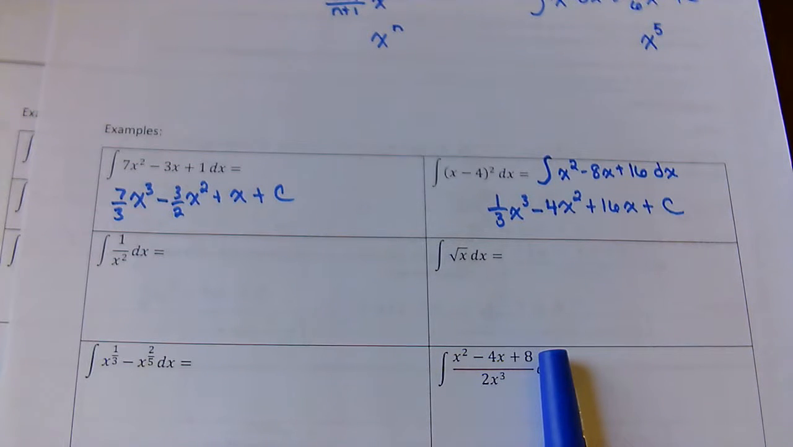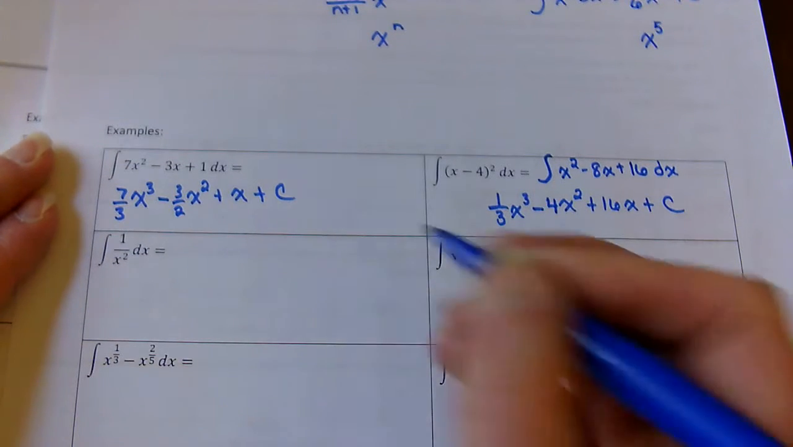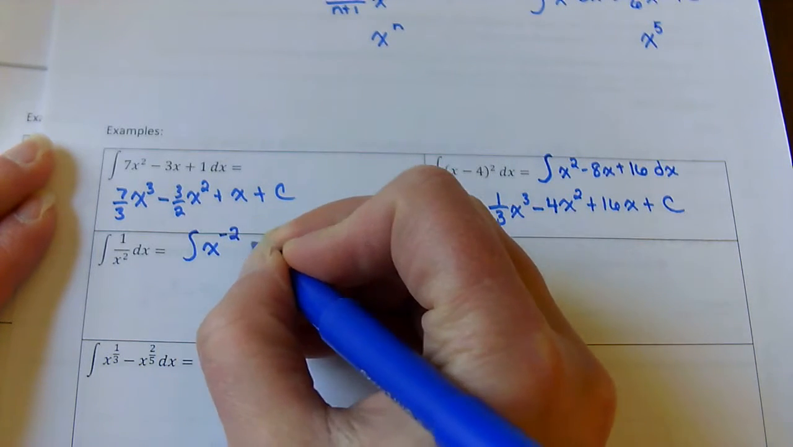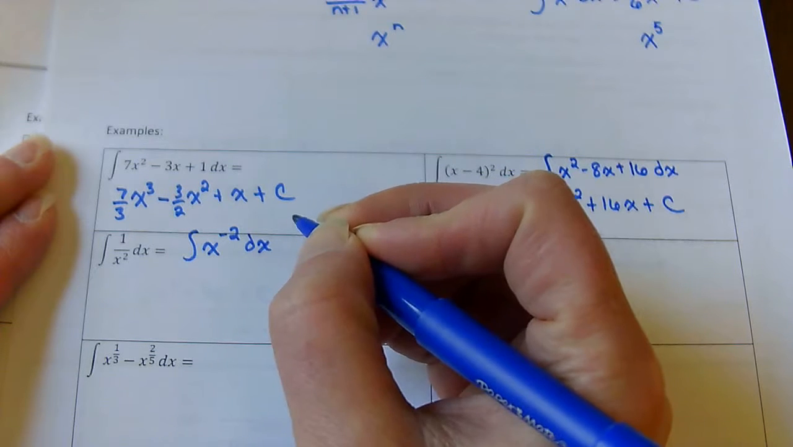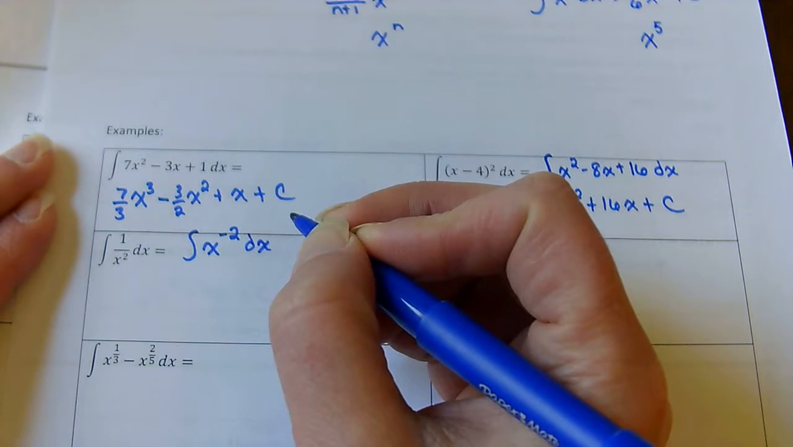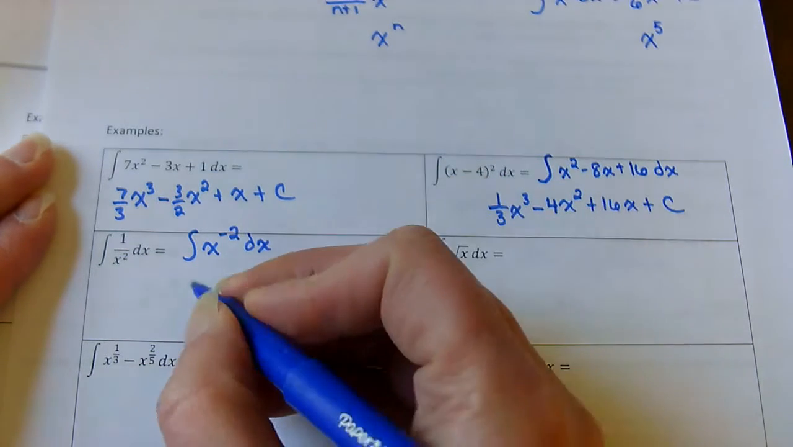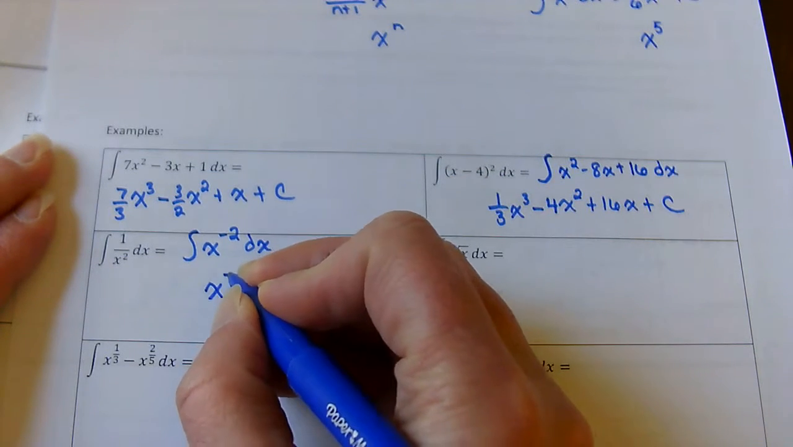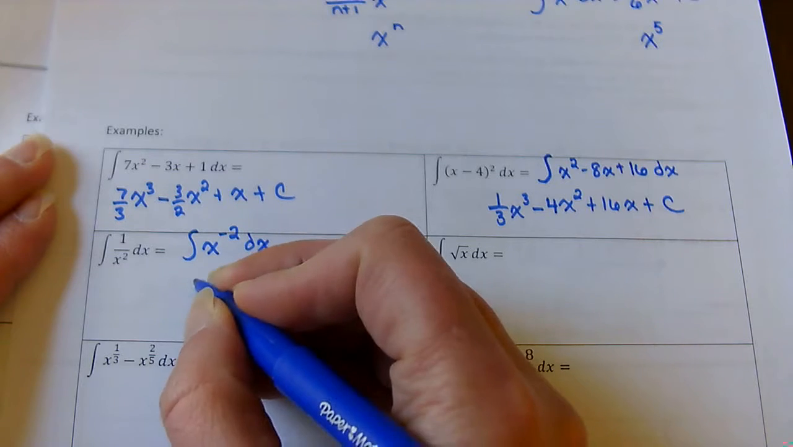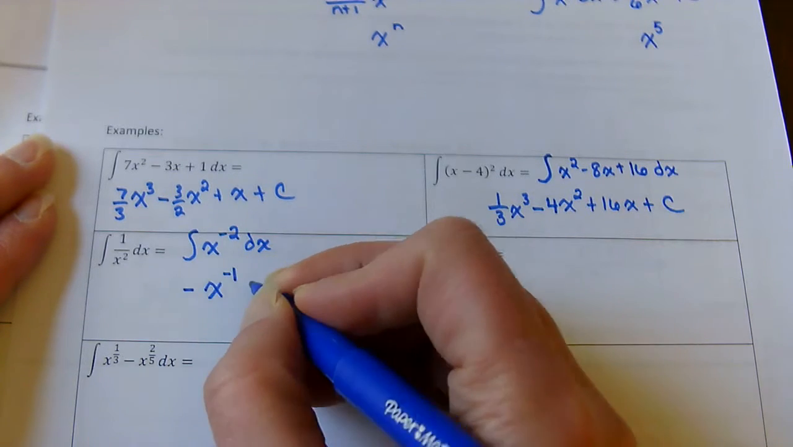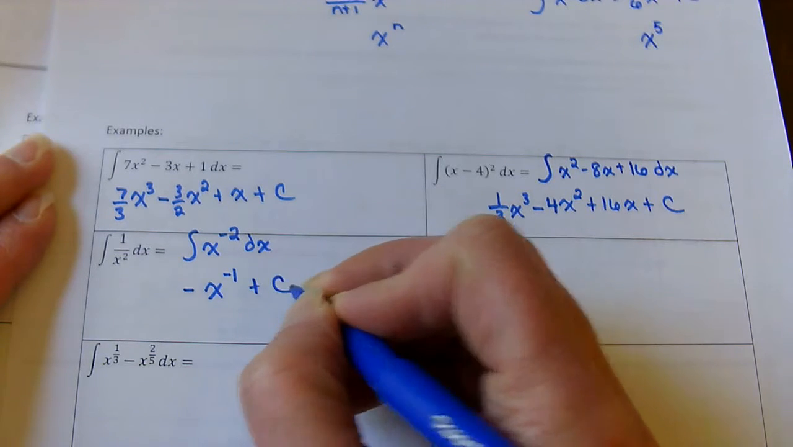Ooh, 1 over x squared? Don't like it. Let's rewrite it as x to the negative 2. Anti-power rule. I'm going to add 1 to the exponent and then divide by that new exponent. So if I'm dividing by negative 1, that's going to be a negative plus c.